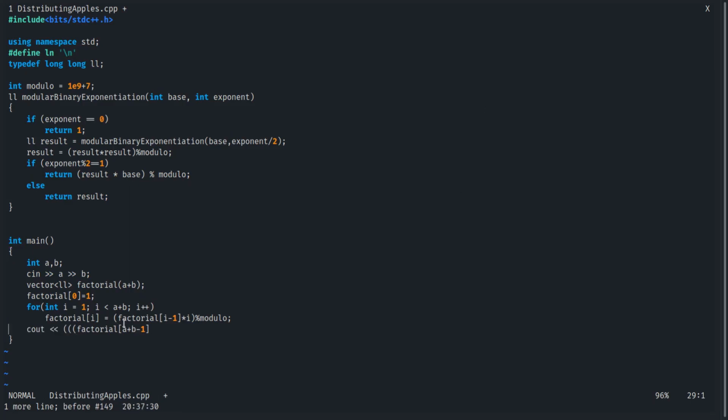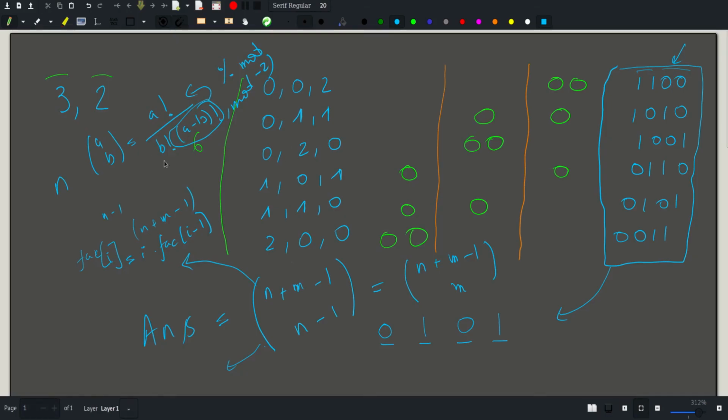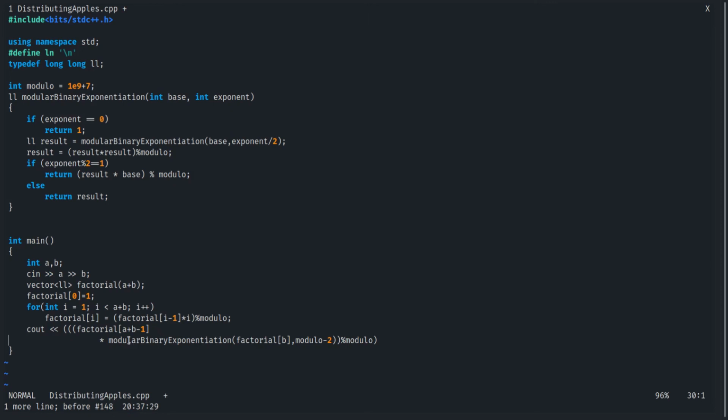So the factorial of a plus b minus 1, and then we will have to multiply this by the modular inverse of b factorial times the modular inverse of a minus b factorial. In this case, it's going to be the modular inverse of n minus 1 times the modular inverse of m. And that's precisely what we have here. So it's going to be times the modular inverse of the factorial of b, and we calculate that by computing the modular binary exponentiation of that raised to modulo minus 2, and we do the same thing with a minus 1, and that's going to be our final answer.